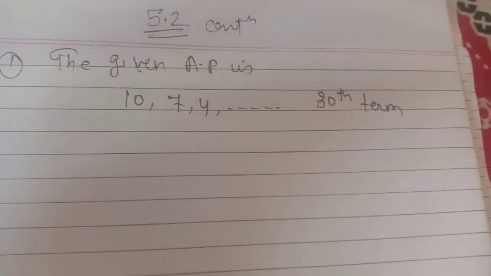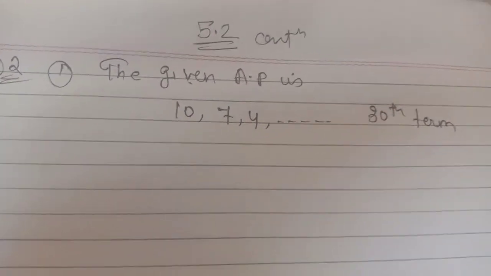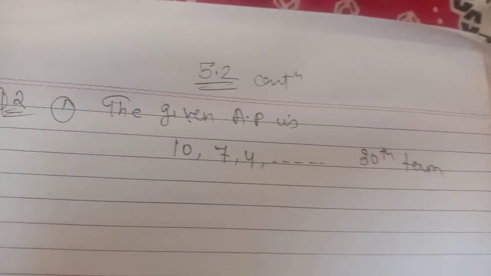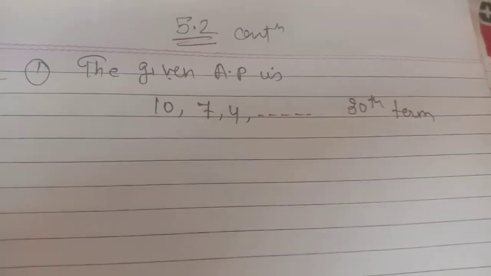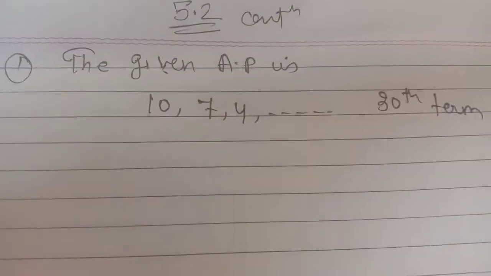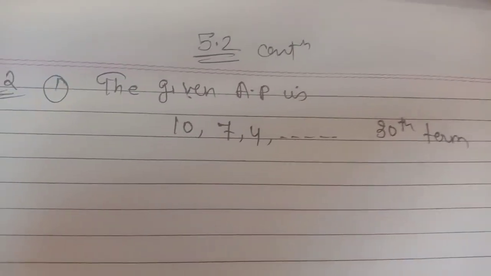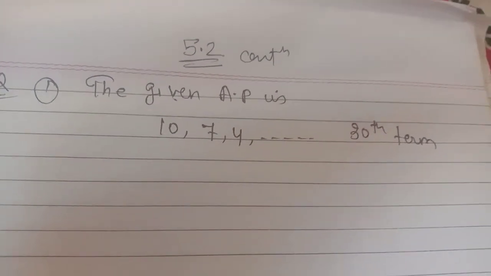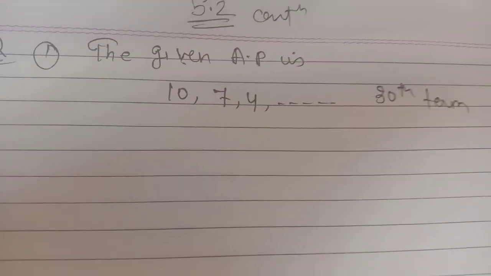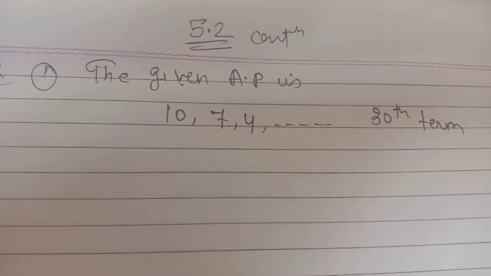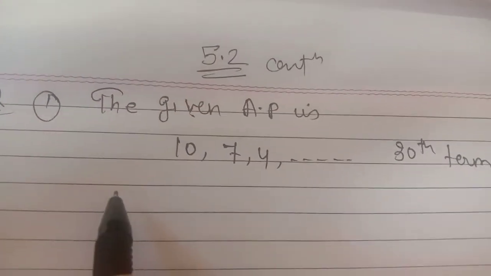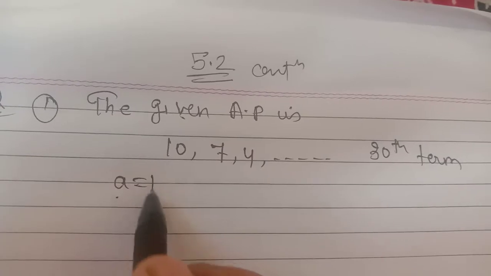Now dear students, as I told you, whenever you are observing an AP, first of all it is our target to identify whether it is given in ascending order or descending order. Because of that, we will get a clear value of the common difference. If it is in descending order, we all know d will be negative, but if it is in ascending order, d will be positive. So here our first term a is equal to 10.